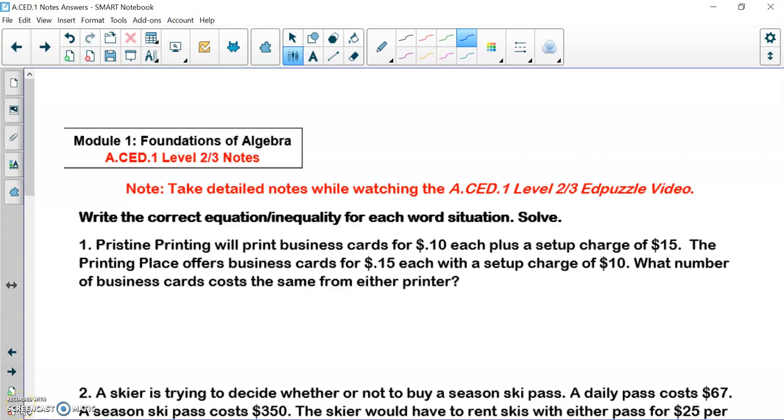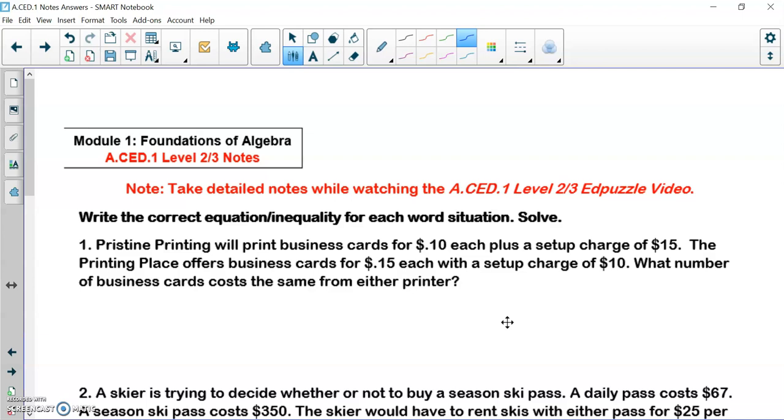All right, so now we're going to actually be writing the correct equation or inequality and then solving. Now, this is a combined level 2 and 3. If you are able to write the equation and solve, but not able to do the inequality, then you're at a level 2. You need to do both the equation and inequality to earn a level 3.